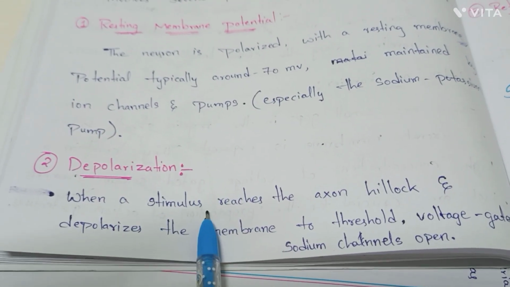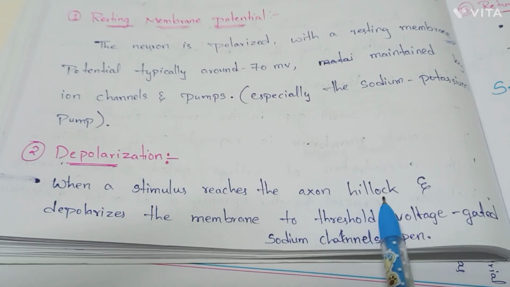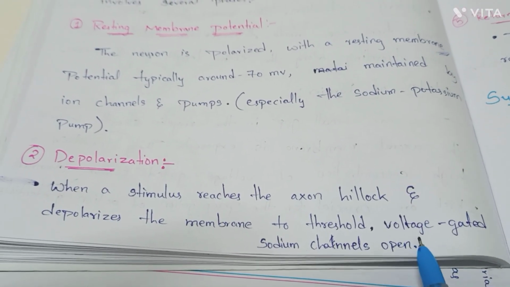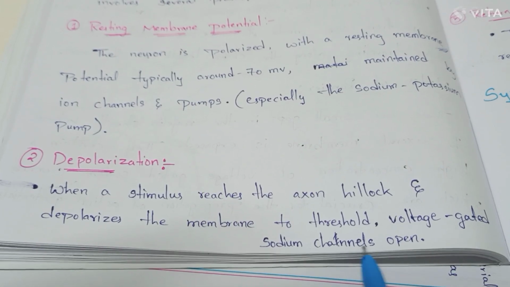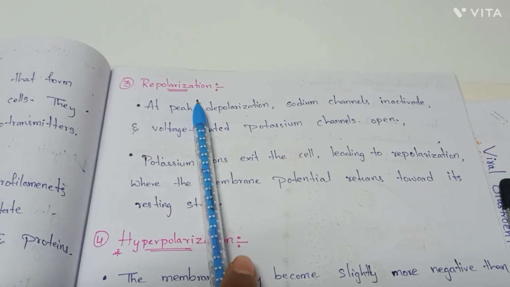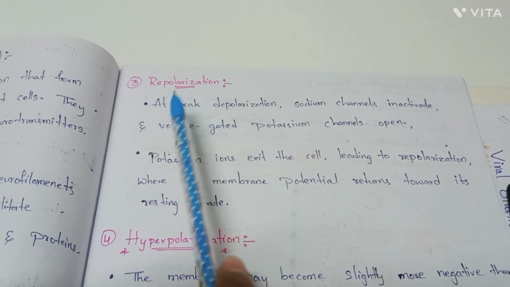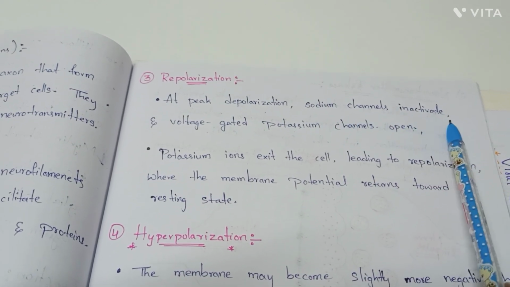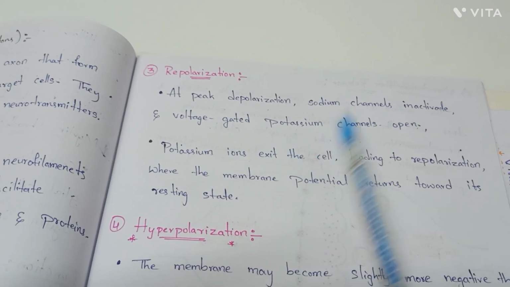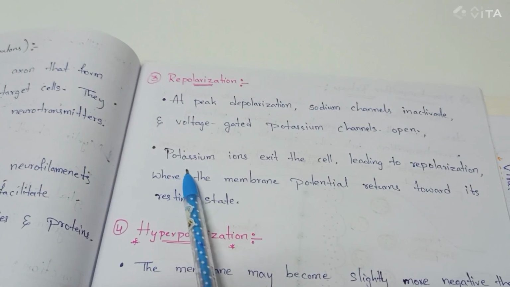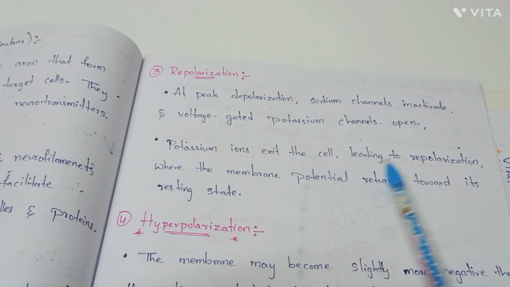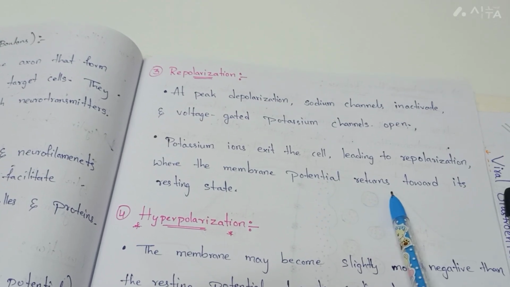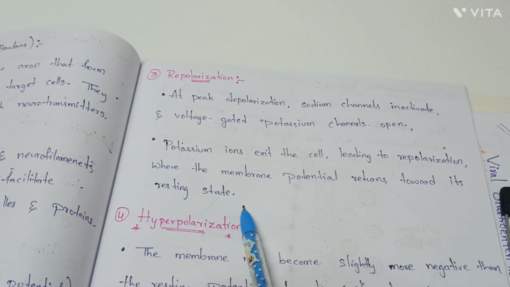Second step, depolarization. When a stimulus reaches the axon hillock and depolarizes the membrane to threshold, voltage-gated sodium channels open. Third step is repolarization. At peak depolarization, sodium channels inactivate and voltage-gated potassium channels open. Potassium ions exit the cell, leading to repolarization, where the membrane potential returns towards its resting state.